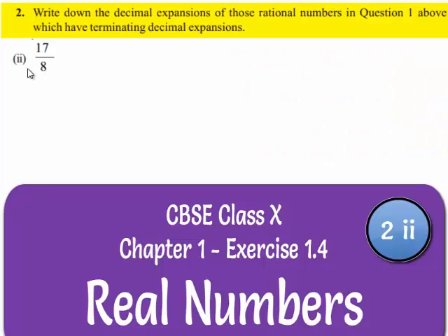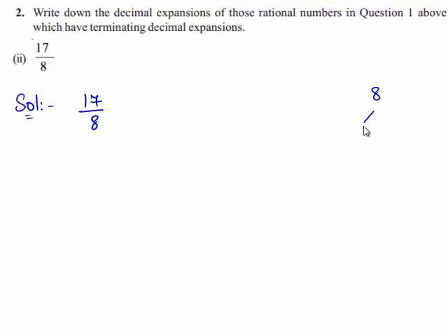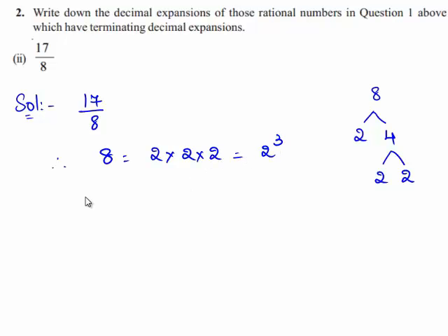Now let us move on to the second rational number that has terminating decimal expansion. So the rational number is 17 upon 8. To find its decimal expansion, first we shall write the denominator of the given rational number as a product of its prime factors. Therefore, 8 can be written as 2 times 4 and 4 can be written as 2 times 2. Therefore, 8 can be expressed as 2 times 2 times 2, which is equal to 2 cube. Therefore, the given rational number becomes 17 upon 2 cube.